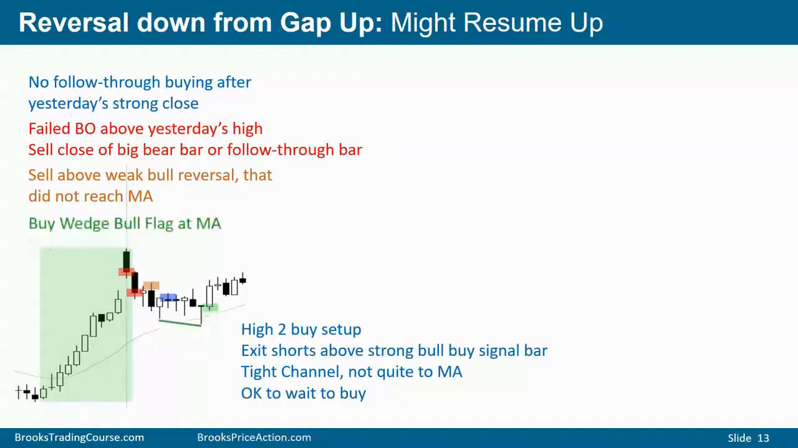Higher probability to wait to see if we do get the bull breakout. But if you shorted, I would get out of the shorts. Again, we have a small double bottom and a breakout below the double bottom reverses up. This is a type of wedge bottom, 1, 2, 3, or you can simply call it a double bottom, which is a type of high 2 bull flag at the moving average. A reasonable buy on the open.